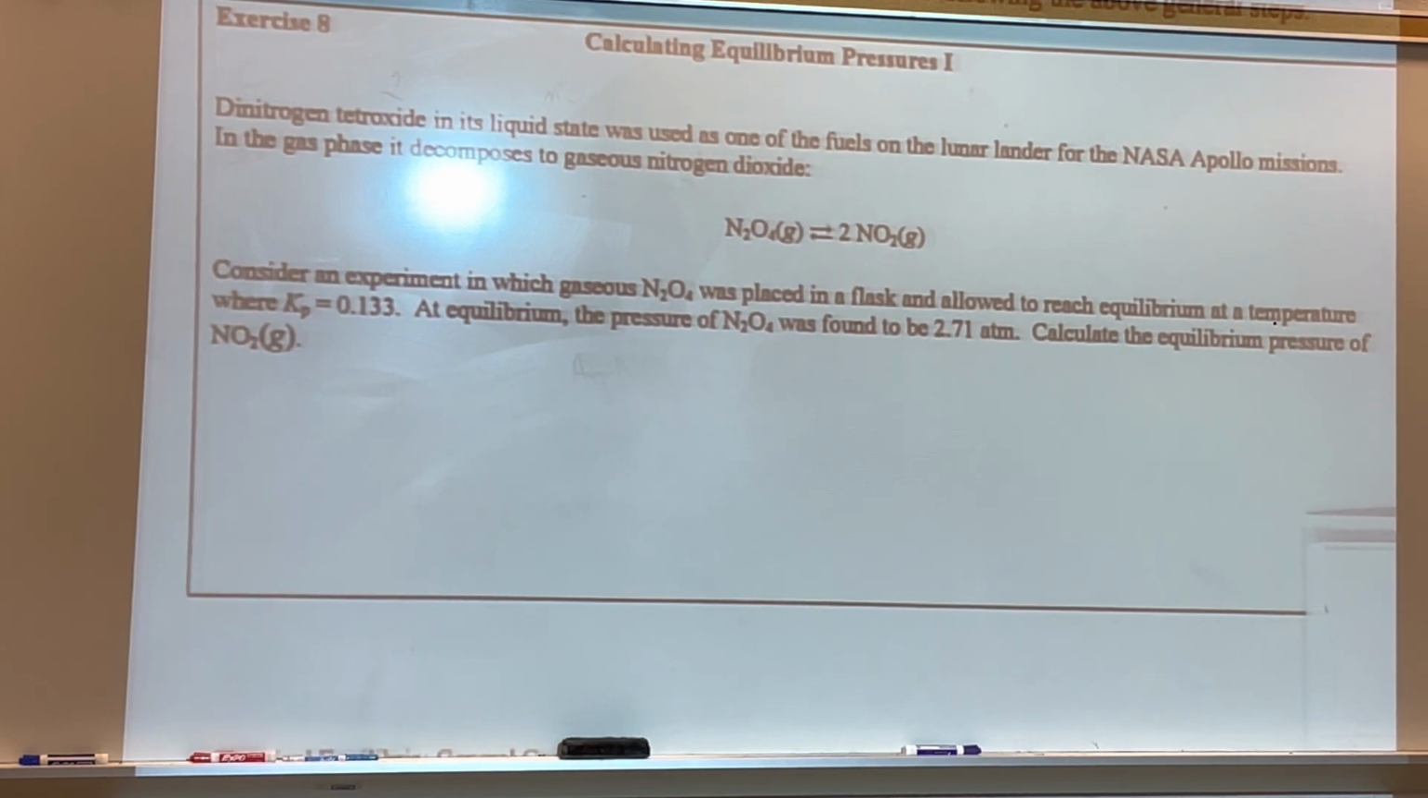In the gas phase, it decomposes into gaseous nitrogen dioxide. Consider an experiment in which gaseous N2O4 was placed in a flask and allowed to reach equilibrium at a temperature where Kp equals 0.133. Okay, so we put stuff in. At equilibrium, the pressure of N2O4 was found to be 2.71. Calculate the equilibrium pressure of NO2. How do we do that? See if you can do that. 2 minutes. This is a relatively easy problem.